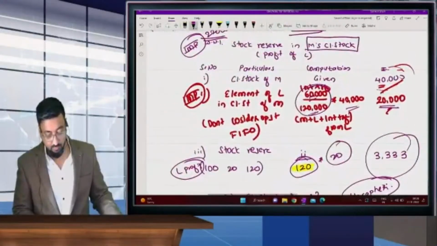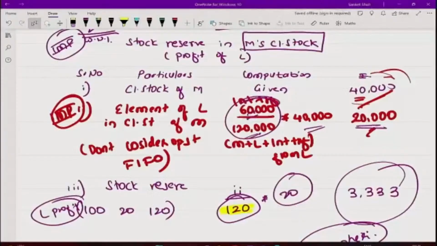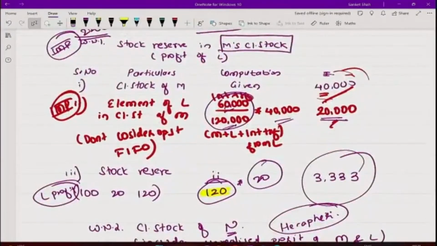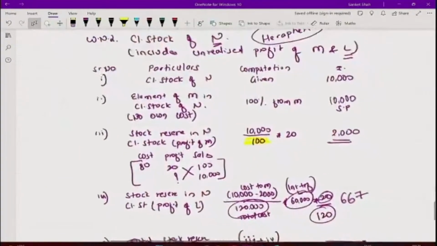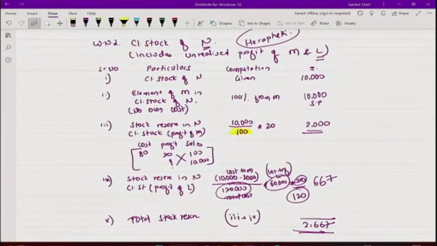Sir, hera-pheri problem. You can take a screenshot. For M and for closing stock of N includes two profits, huh, beta? Now easy? Yes, tell me.